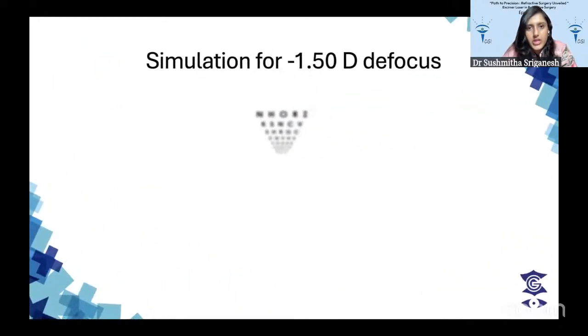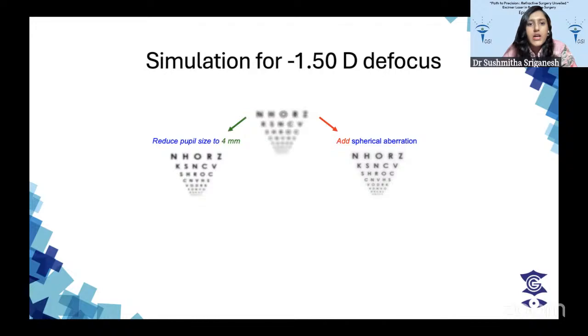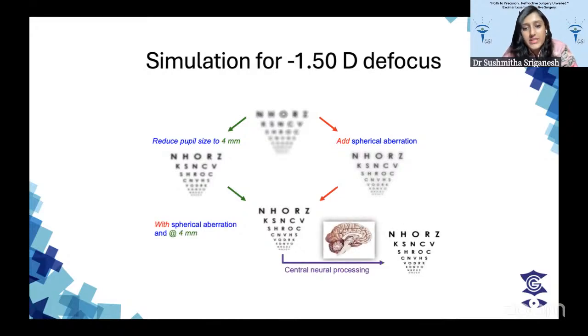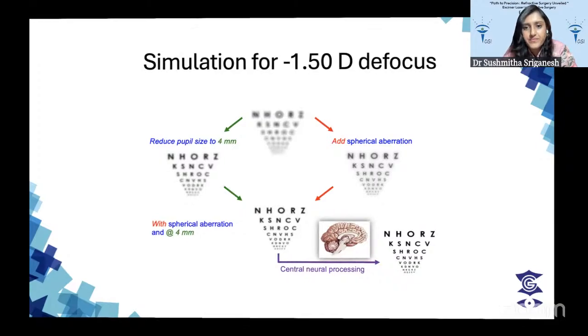This is a simulation for a -1.5 diopter defocus. This is how it would appear with adding spherical aberration, controlled spherical aberration. It becomes clearer. Also, with reduction of pupil size to 4 mm, it becomes even clearer. When you combine these two, the clarity goes on improving. And along with central neural processing, this is how the simulation appears.